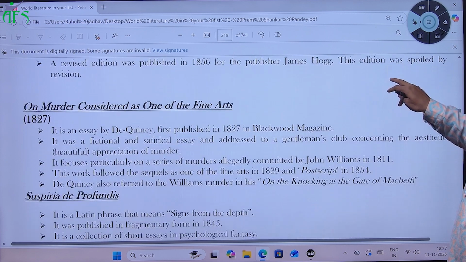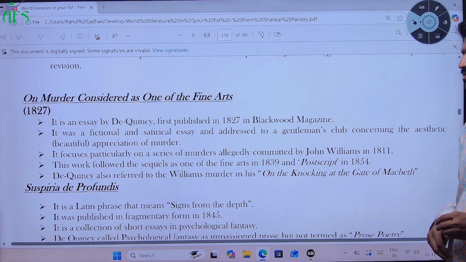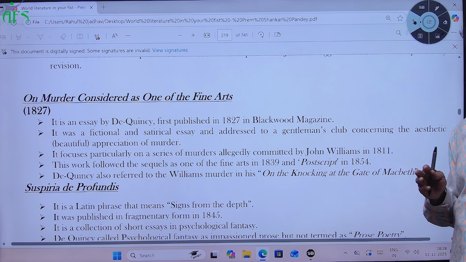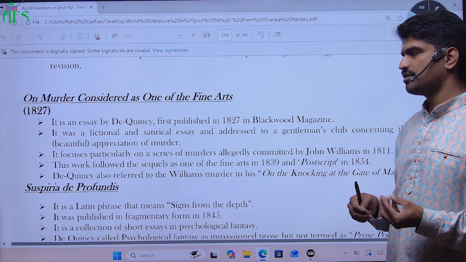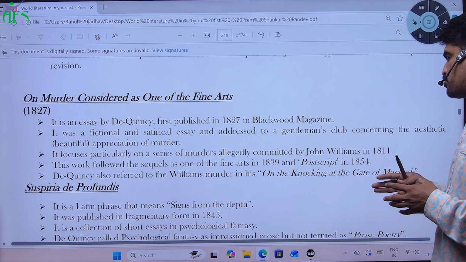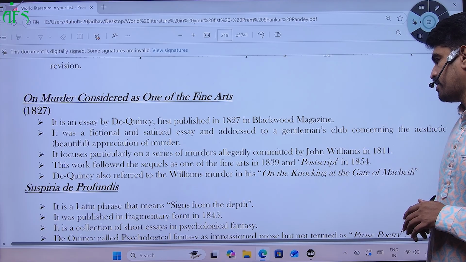Then the second prominent work is On Murder Considered as One of the Fine Arts. It is an essay by De Quincey, first published in 1827 in Blackwood's Magazine. It was a fictional and satirical essay, addressed particularly to a gentleman's club, concerning the aesthetic appreciation of murder. It focuses particularly on a series of murders allegedly committed by John Williams in 1811. This work was followed by a sequel in 1839 and a postscript in 1854.